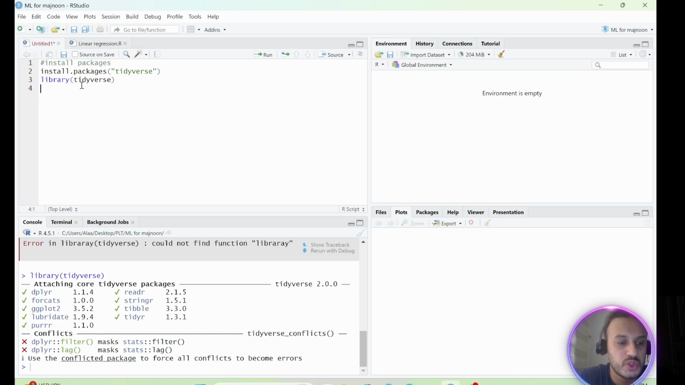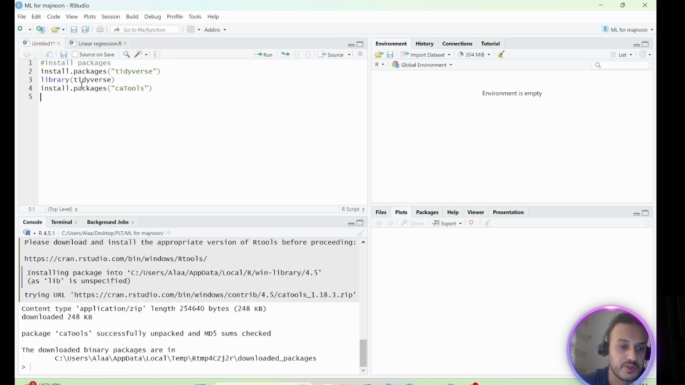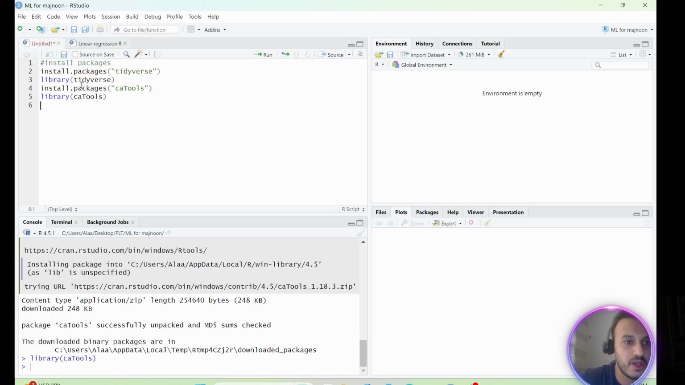I also need to install packages: caTools. caTools allows me to separate my data into training and test sets. I'm going to run library(caTools). Okay, run it. So these are all the packages that we need in this lecture on linear regression. One allows me to bring in my CSV file, and the other allows me to separate my file into train and test.